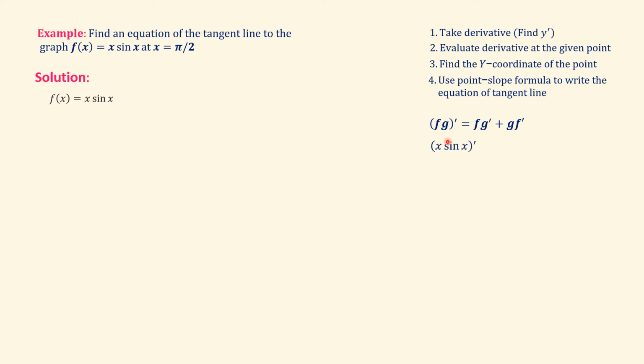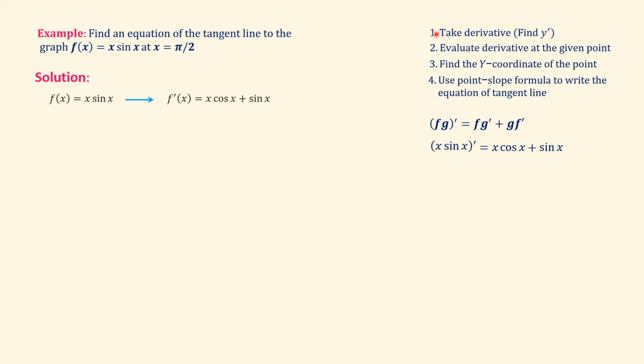According to the product rule, the derivative of x sine x is x, we write this first function, we multiply it by the derivative of the second function. Derivative of sine of x is cosine of x, plus write the second function, sine of x, times the derivative of the first function. Derivative of x is 1. So the derivative of x sine of x is x cosine of x plus sine of x. 1 times sine of x is sine of x. So the derivative of x sine of x is this expression.